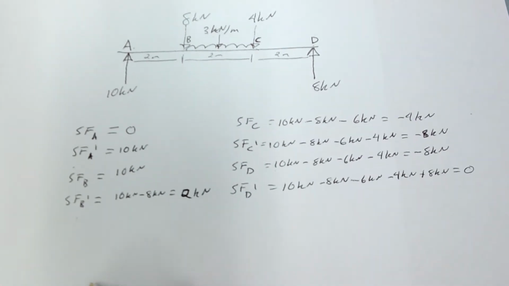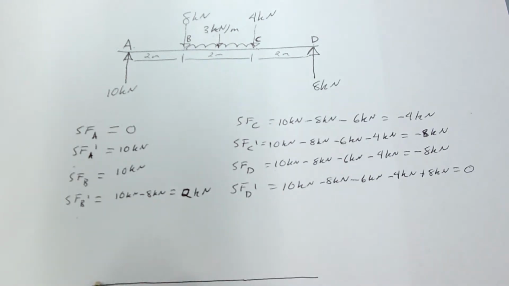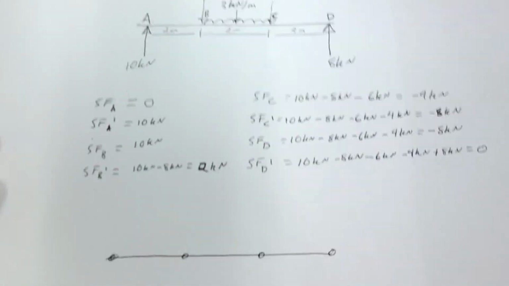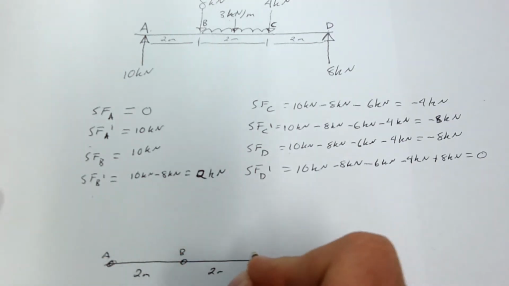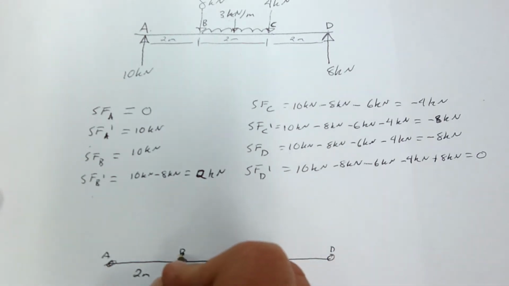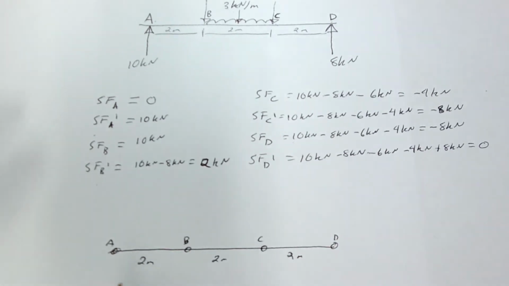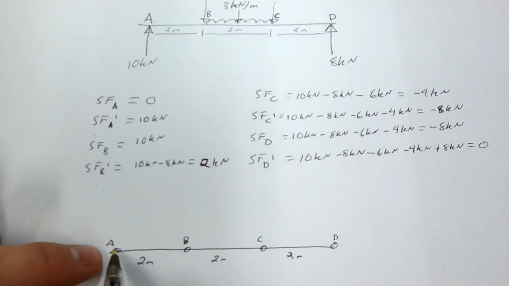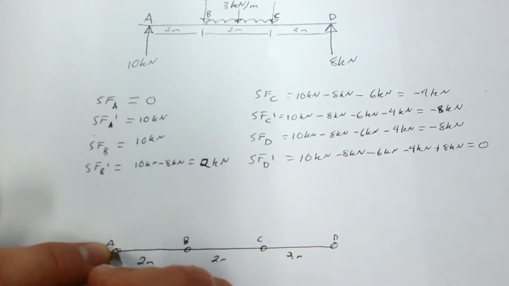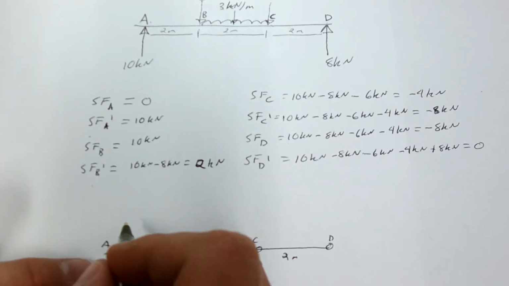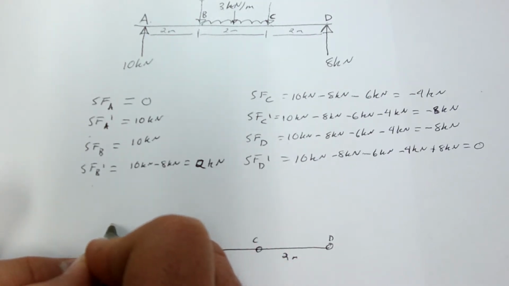Let's graph this. Let's draw a line. This one's split up into these 3 zones, 2 meters apart each. Point A, B, C, D. Just to the left of point A, we have 0. Just to the right of point A, we have 10. So we're going to now go up to 10. Let's represent 1 centimeter as 10, so right about there.